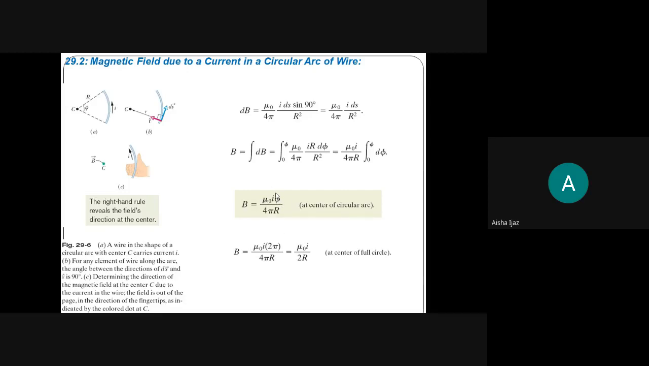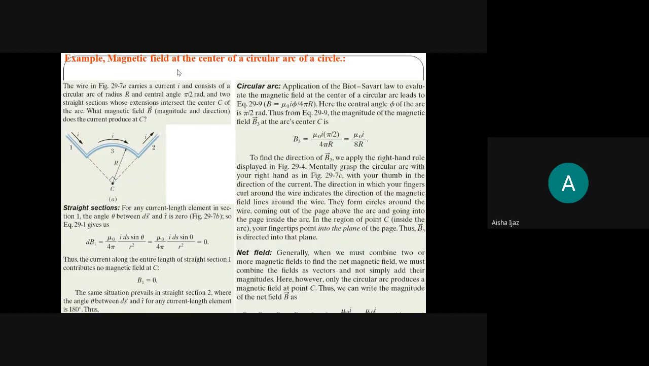So this is the magnetic field of a current carrying circular arc of the wire. This is at the center of a full circle, and respectively, if it's a half circle, I will just replace it with pi. So remember these formulas to do the numericals. This is the concept which now I'm going to apply to an example.